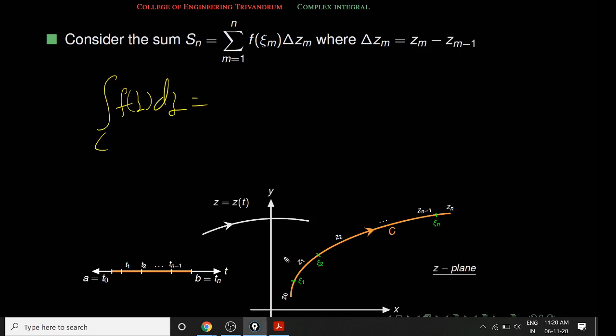Because here we integrate over the curve. In the case of real calculus, we always integrate over an interval, that's why a to b. But here, it is not an interval, it is on a curve. So what is the definition? What is the analogous definition of this representation? Integral over C of f of z dz.